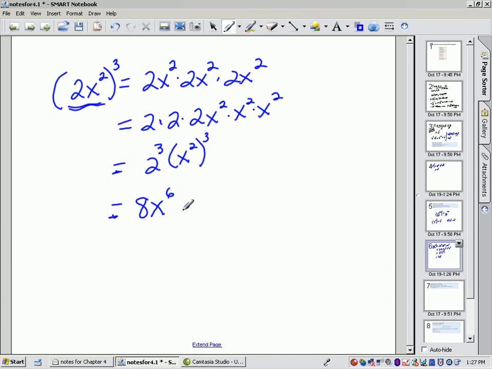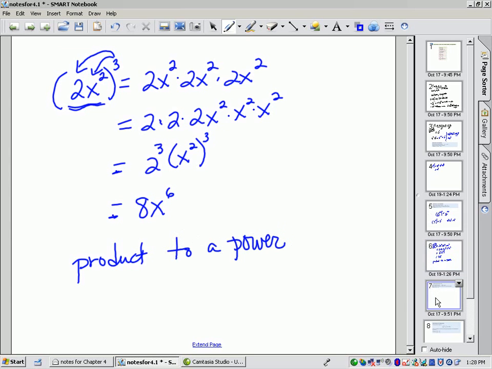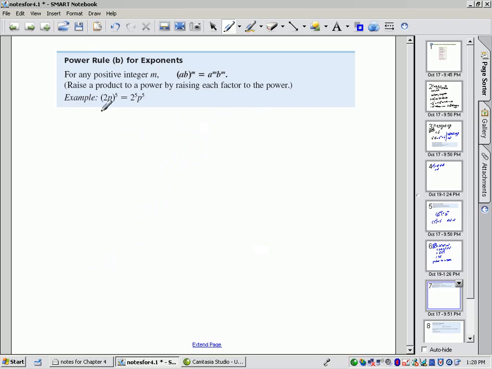So the rule that's going to apply here is that whatever's inside parentheses, if it is a product and it's raised to a power, that exponent has to apply to each of the factors inside. Okay, so this only works when you have a product to a power. So here's the rule. For any positive integer m, a times b to the mth power is a to the m, b to the m. So we raise a product to a power by raising each factor to the power. Okay.